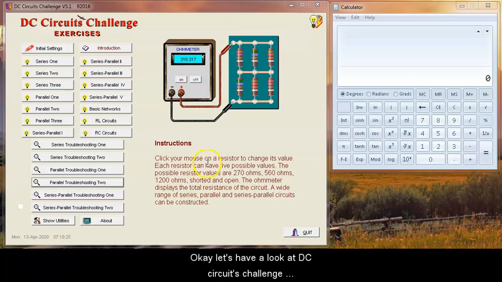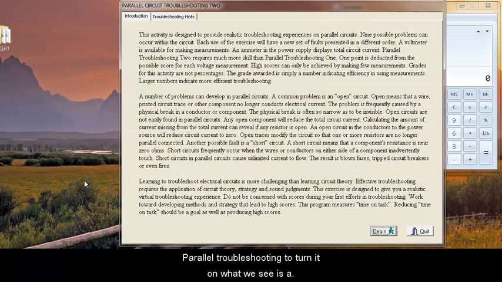Okay, let's have a look at DC Circuits Challenge Troubleshooting, Parallel Troubleshooting 2. We have the program here, and we also have a calculator set up here because we're going to need that in order to get the best possible grades in these modules. So, Parallel Troubleshooting 2, turn it on.